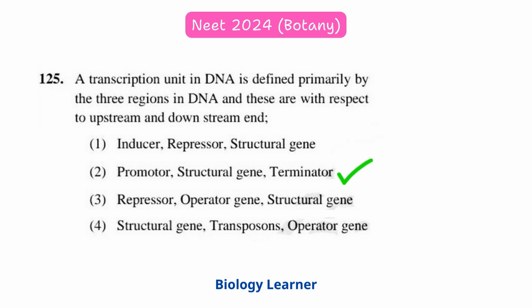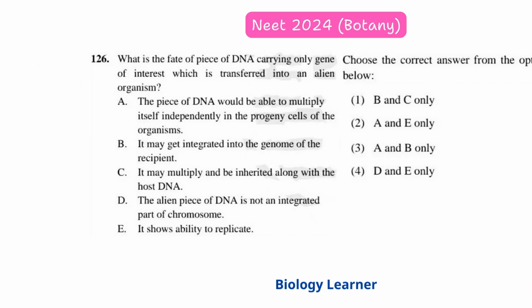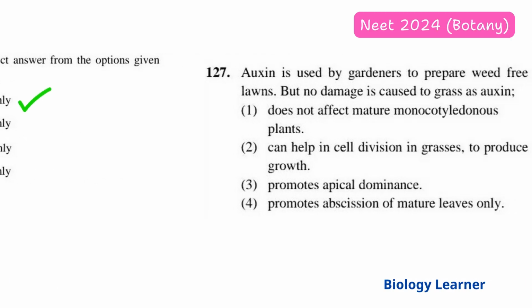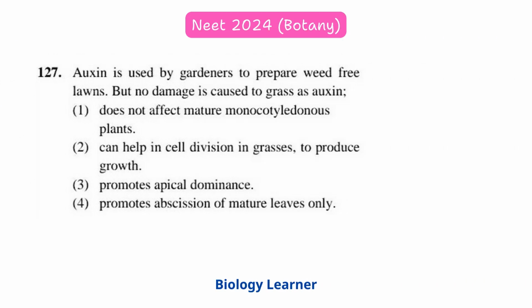Promoter, structural gene, terminator. What is the fate of piece of DNA carrying only gene of interest, which is transferred into an alien organism? The correct answer is option 1. B and C only. Auxin is used by gardeners to prepare weed-free lawns. But no damage is caused to grass as auxin does not affect mature monocotyledonous plants.